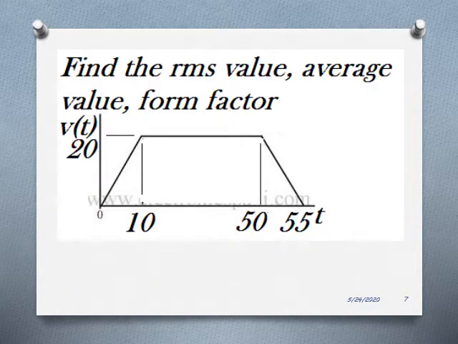Now let's try to solve a figure and find out the RMS value, average value and form factor. This is actually a combinational waveform. From the time 0 to 10, it is a sawtooth waveform. From 10 to 50 seconds, it is a rectangular waveform. And from 50 to 55, it is again a sawtooth waveform. The maximum value or the amplitude is shown as 20.